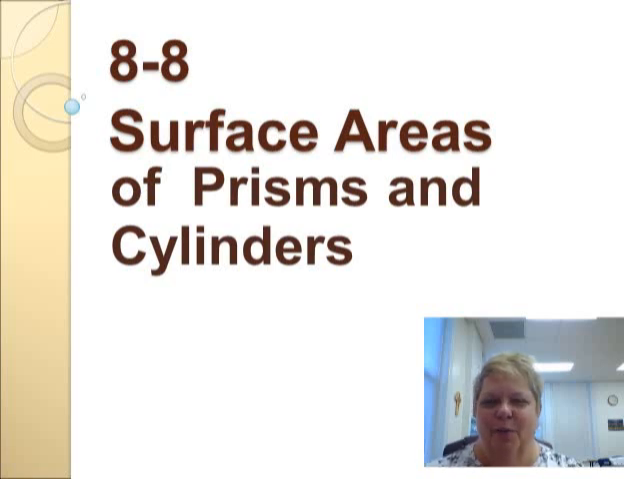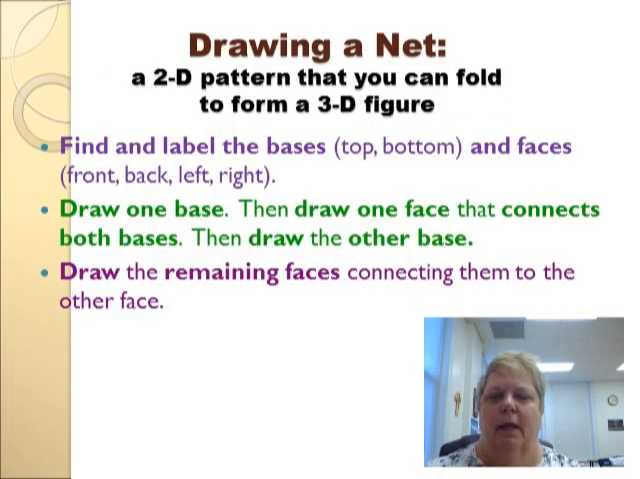All right, good morning. We're talking about surface area today, and specifically about prisms and cylinders. The first thing that you might be asked to do is to draw a net. A net is a two-dimensional pattern that you can fold to make a three-dimensional figure.